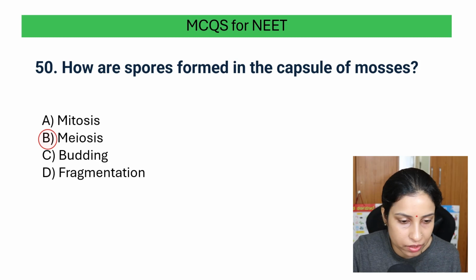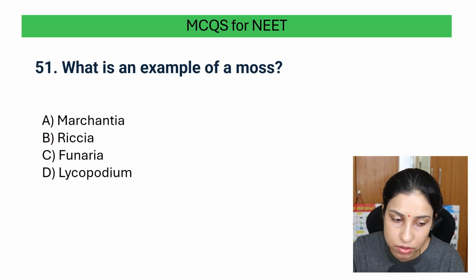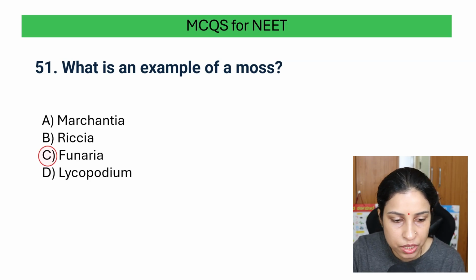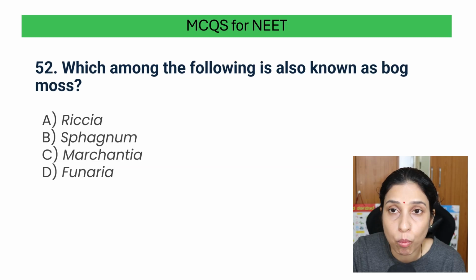Okay. Next, what is an example of a moss? The popular example is Funaria. It's an example of moss. Which among the following is also known as bog moss? That is Sphagnum. Sphagnum is a moss. It is also known as the bog moss.